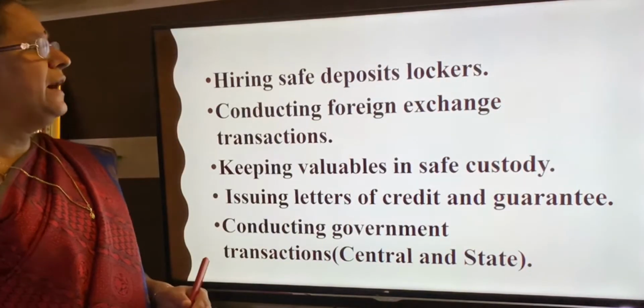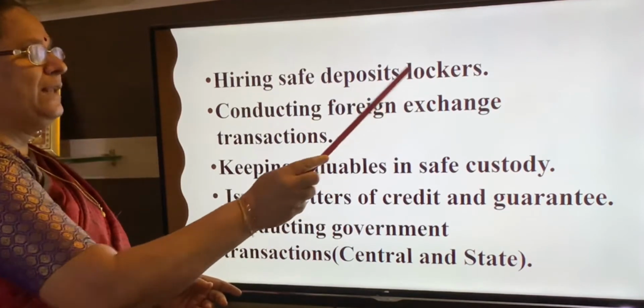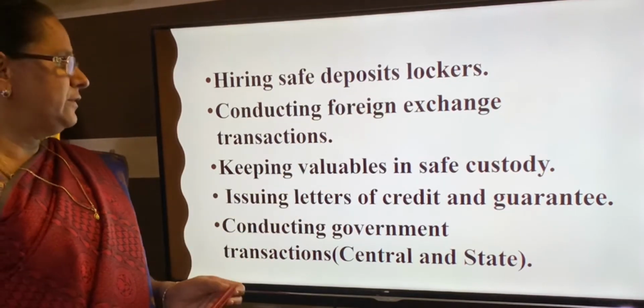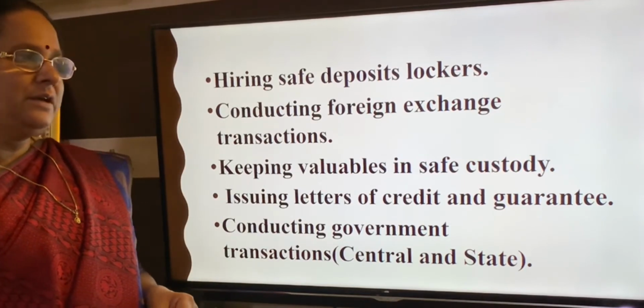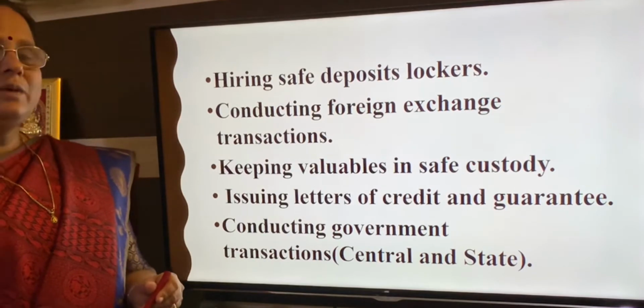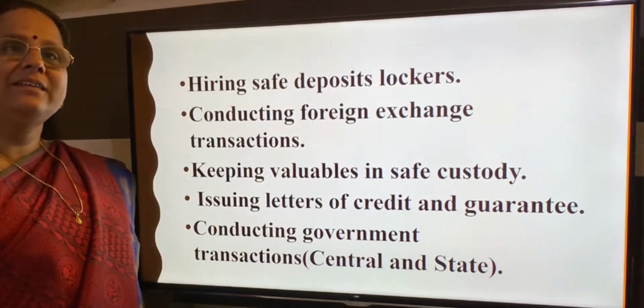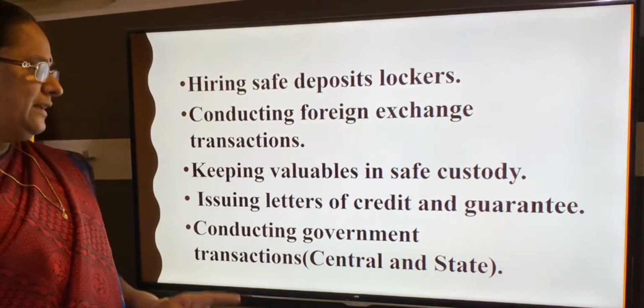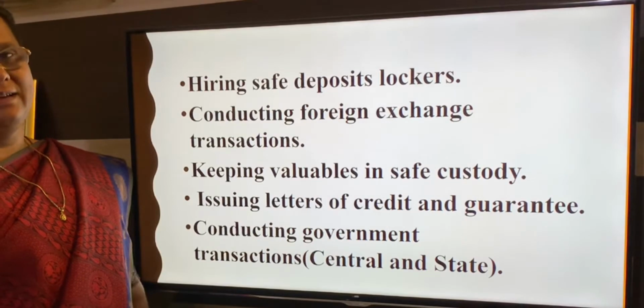The next, hiring the safe deposit locker. That is where you can keep your valuables in these lockers. Conducting foreign exchange transactions. Next one is keeping valuables in safe custody, issuing letters of credit and guarantee, conducting government transactions, central level and state level.